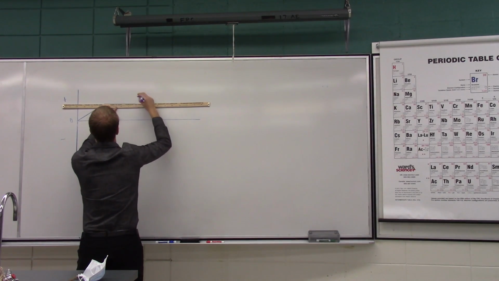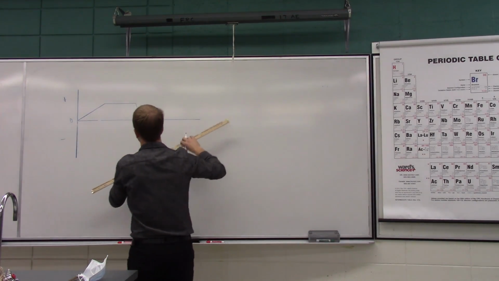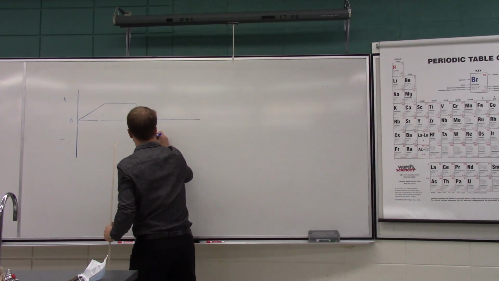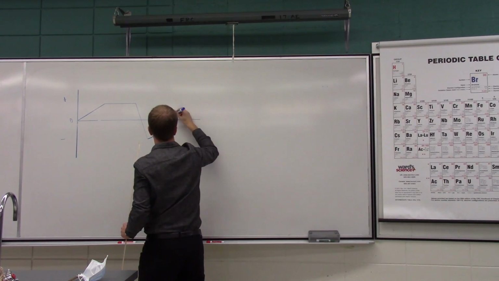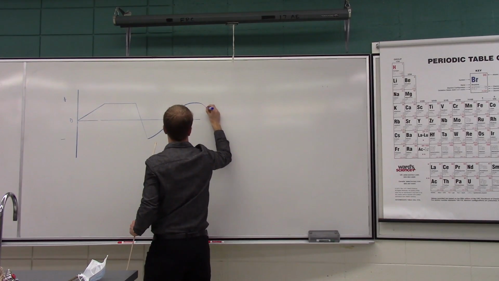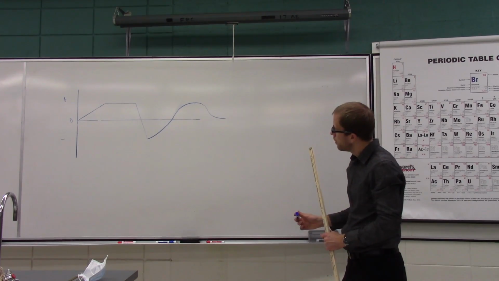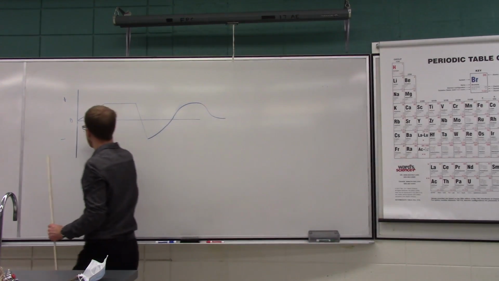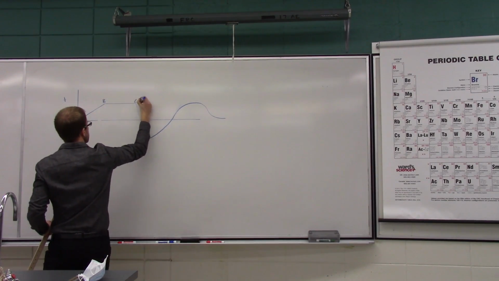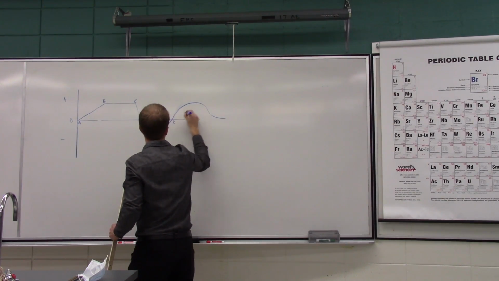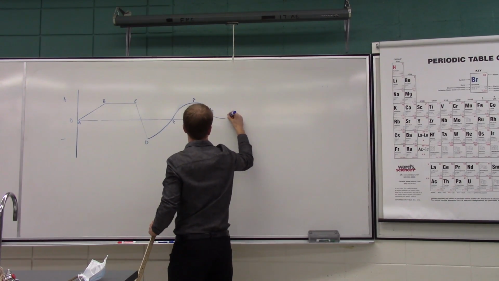All right. That looks pretty good. Let's say this is going to be A, B, C, D, E, F, G, and H.